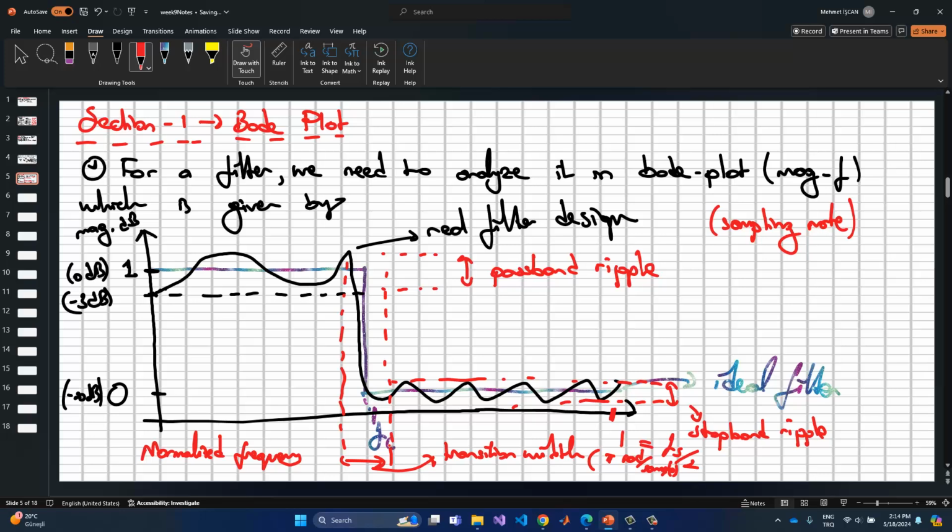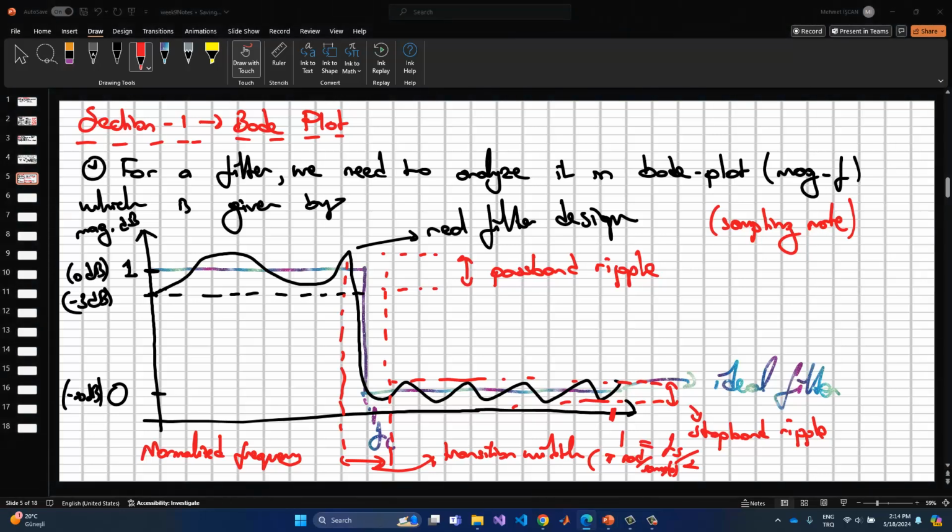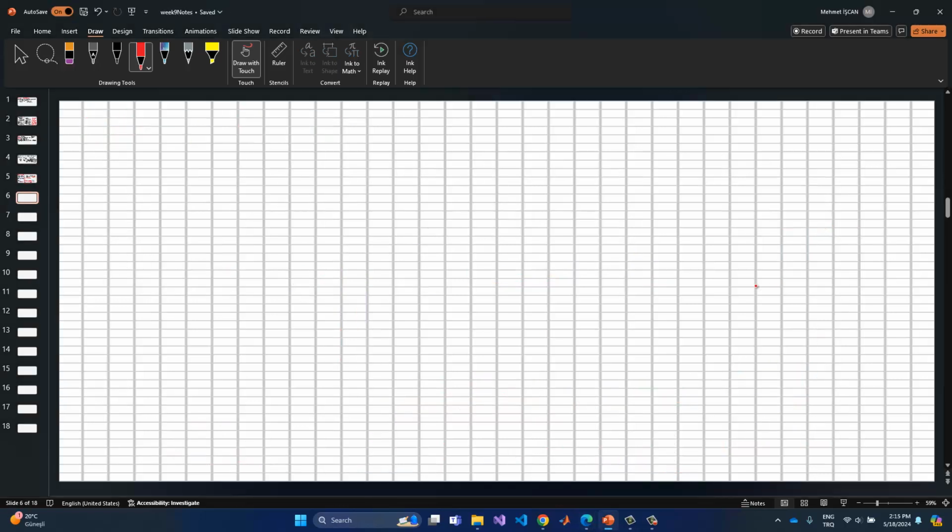Okay? These parameters are the essentials to establish the filter design, but some of the concepts should be revised in the Bode plot to build these parameters. For example, we need to explain the cutoff frequency, passband ripple, transition width, or stop band ripple in here. Okay? And so we need to add another reminder in here.